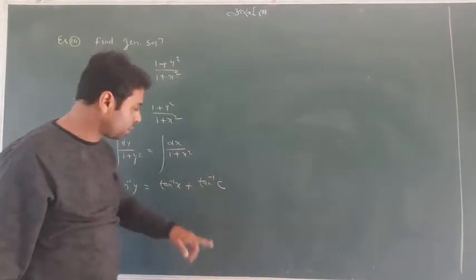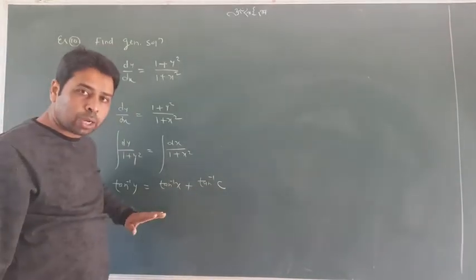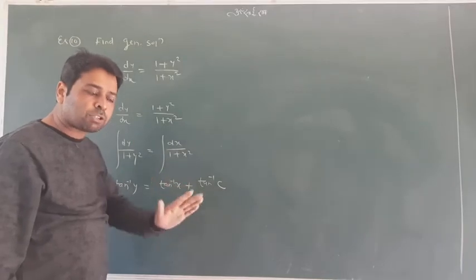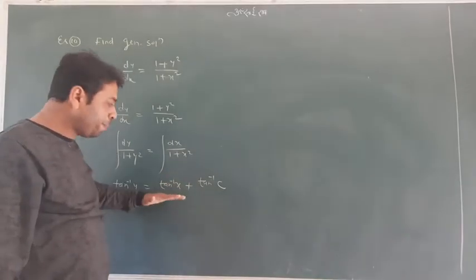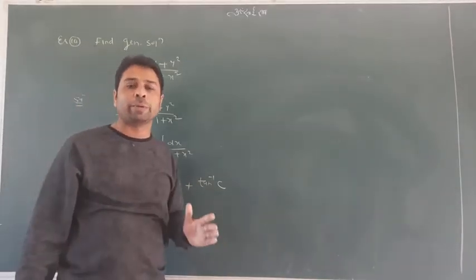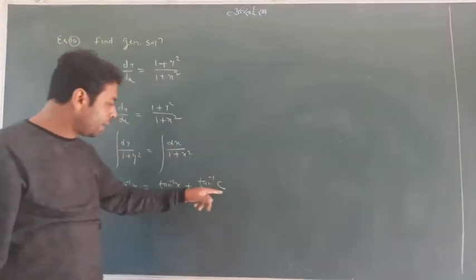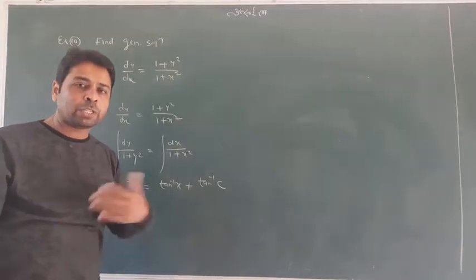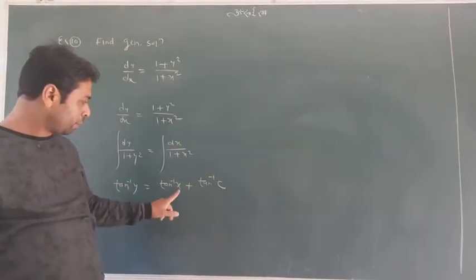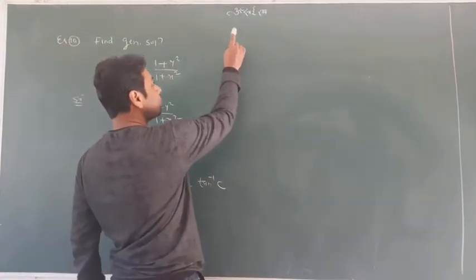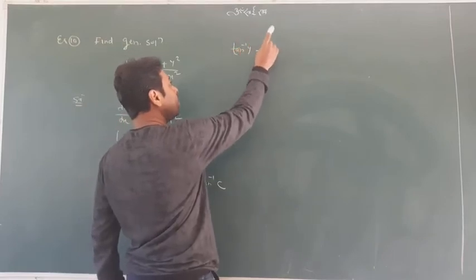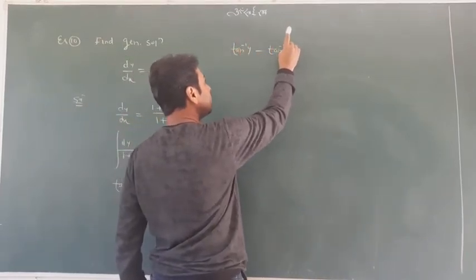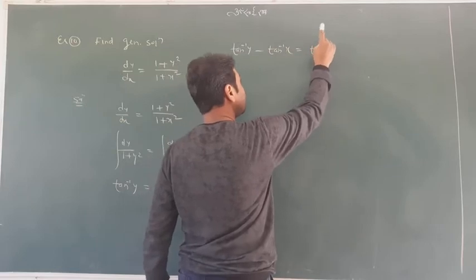So what do I do next? I transfer this. Please try to understand that you should keep your solution as easy as possible. It seems tough, but we can make it easy just by solving it. Look, I tell you the solution. I transfer tan inverse x: tan inverse y minus tan inverse x equal to tan inverse of c.